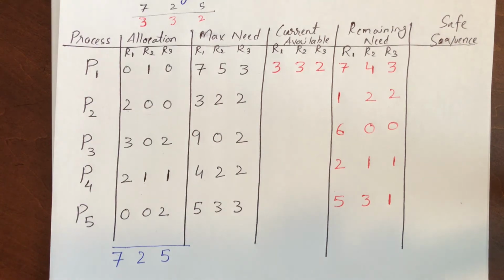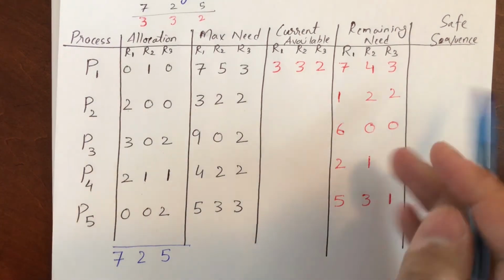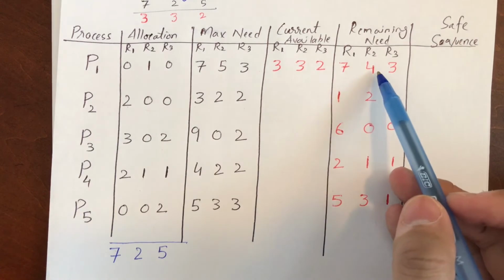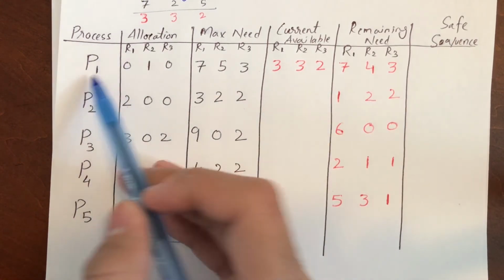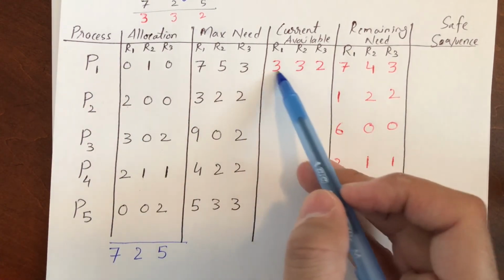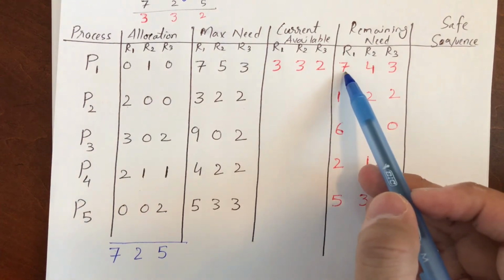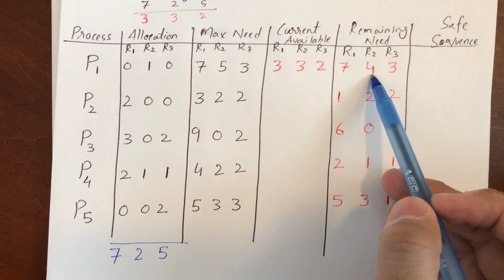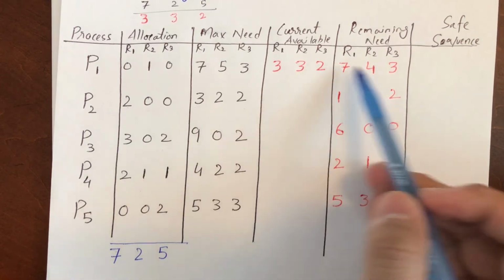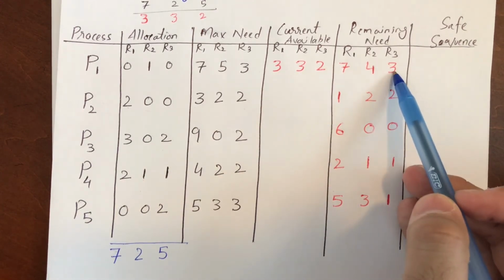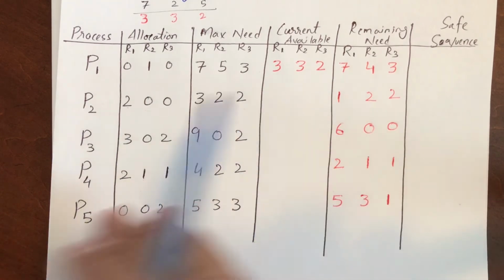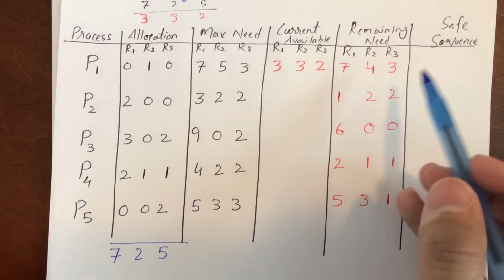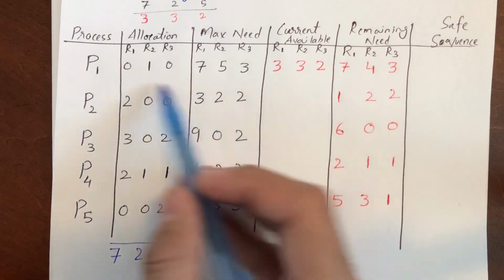So firstly, we'll see, can we entertain the process P1? Can we allocate based on the current available resources? If you see, it requires 7 R1, and we just have 3 R1. It requires 4 instances of R2, we have 3. It requires 3 R3, we have 2. So it means we are out of resources. We cannot execute P1.